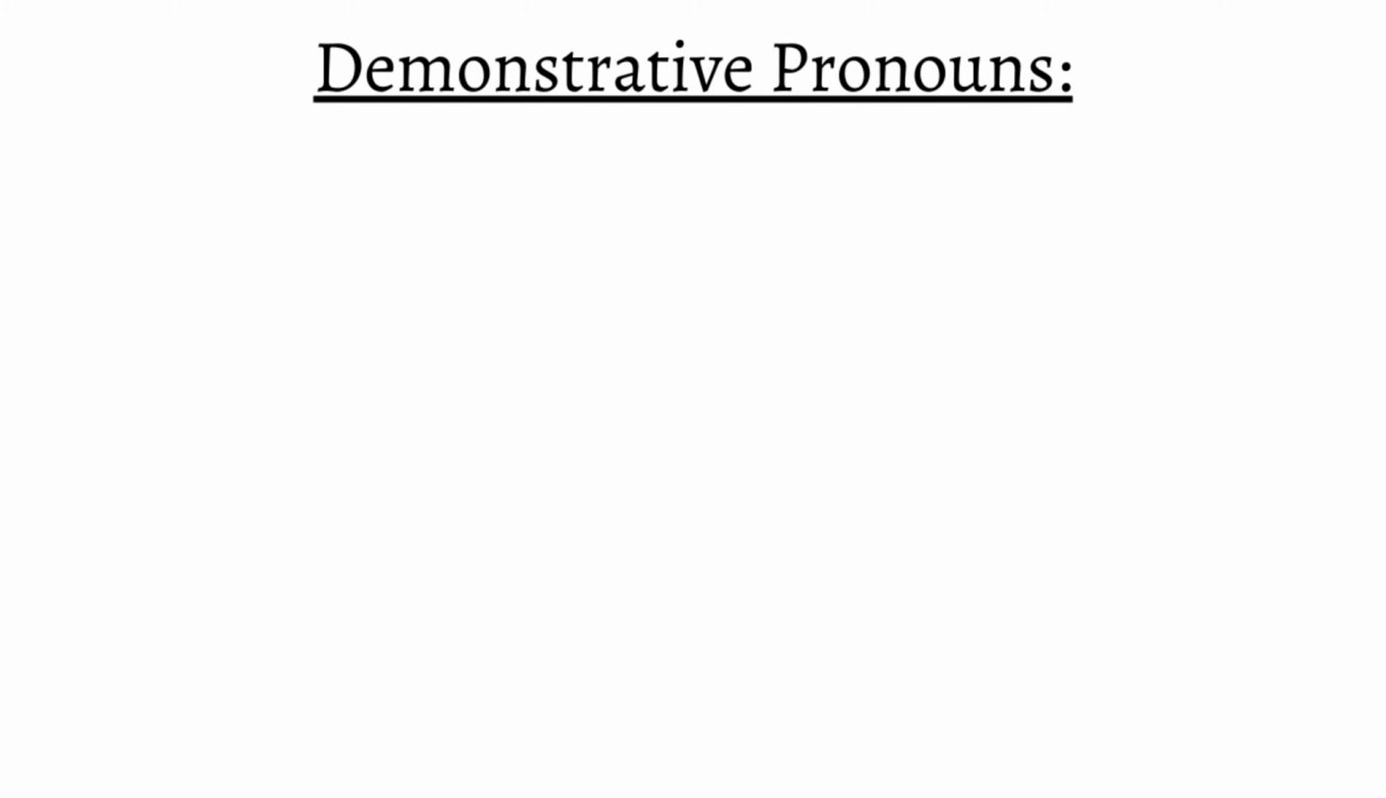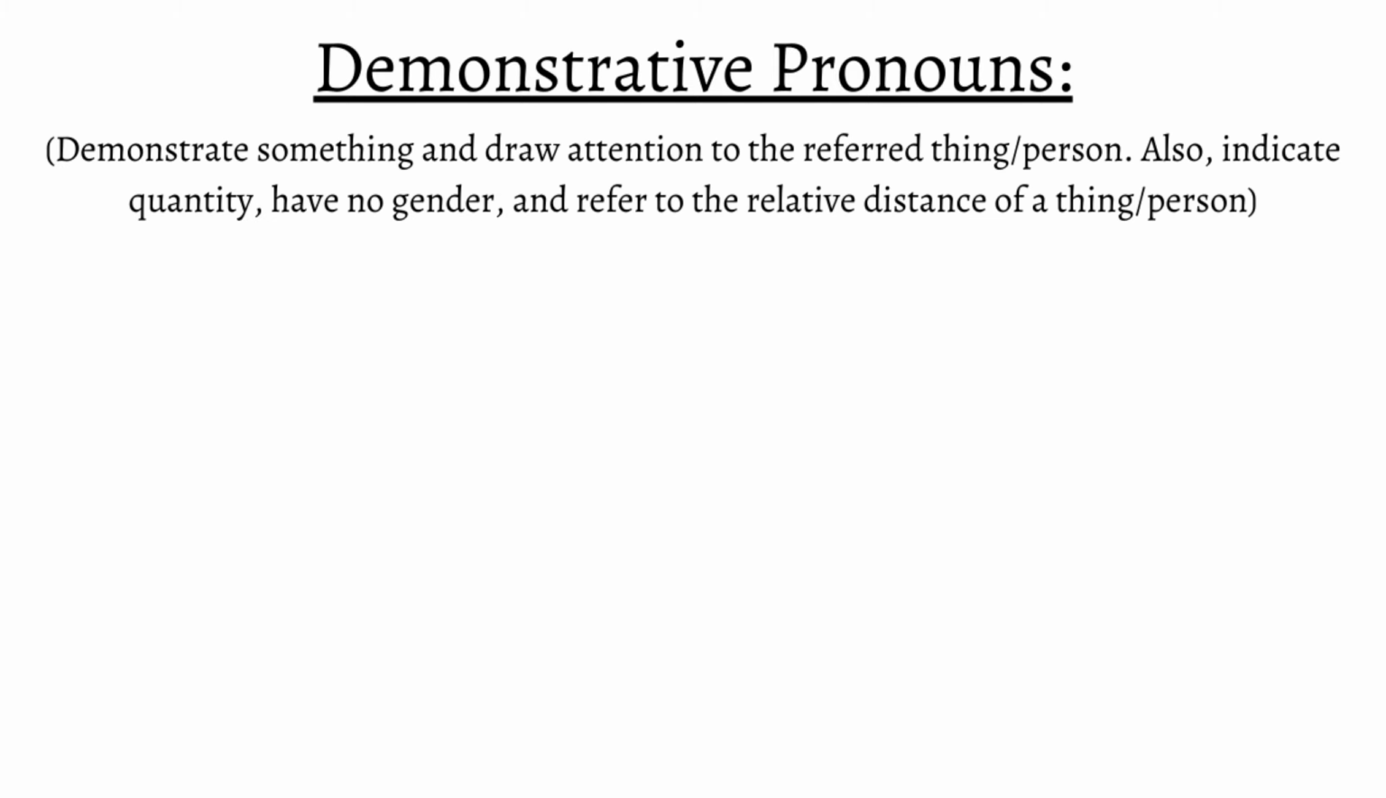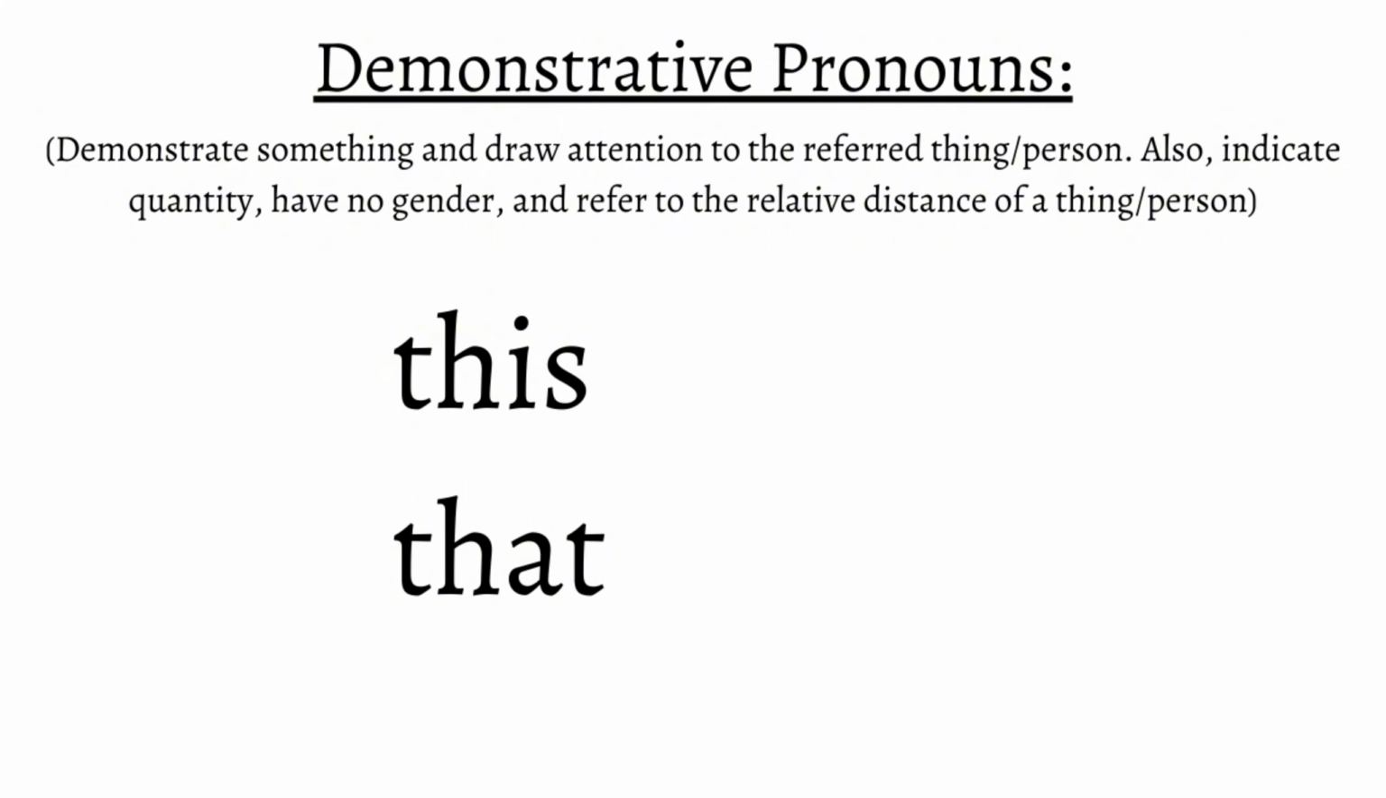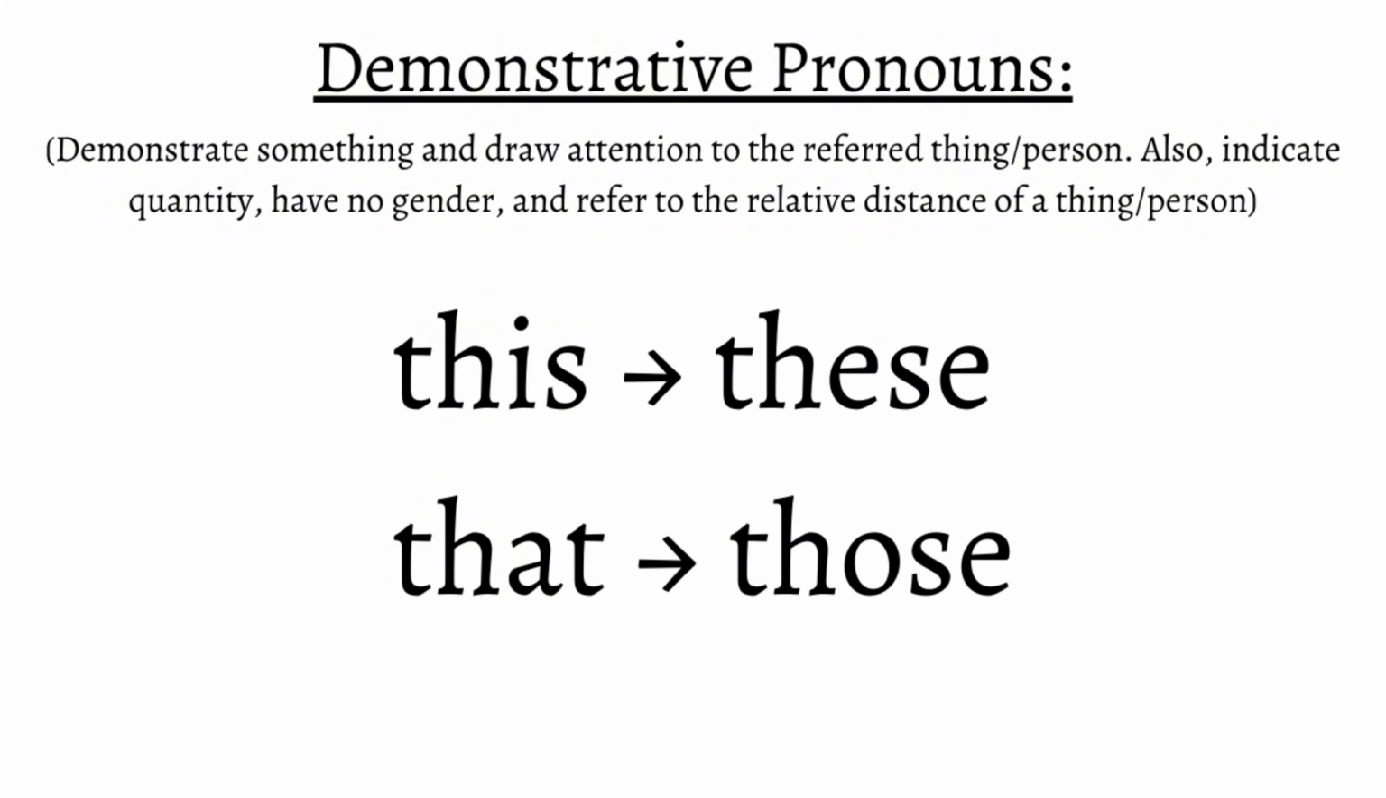Demonstrative pronouns in English demonstrate something, and using them is the verbal equivalent of pointing at something or someone. They draw attention to the referred thing or person. They also indicate quantity, have no gender, and they refer to the relative distance of a thing or person. In English, there are only two: this and that, and when plural, these and those.